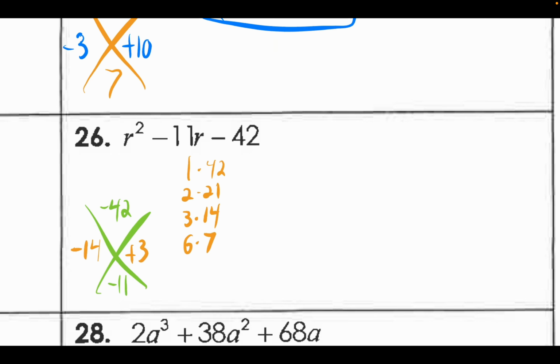So now we'll go ahead and write our factors, and this is r minus 14 and r plus 3.